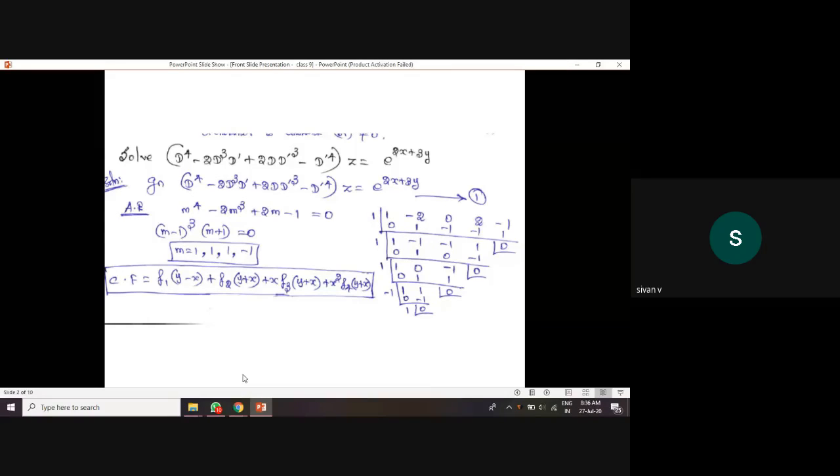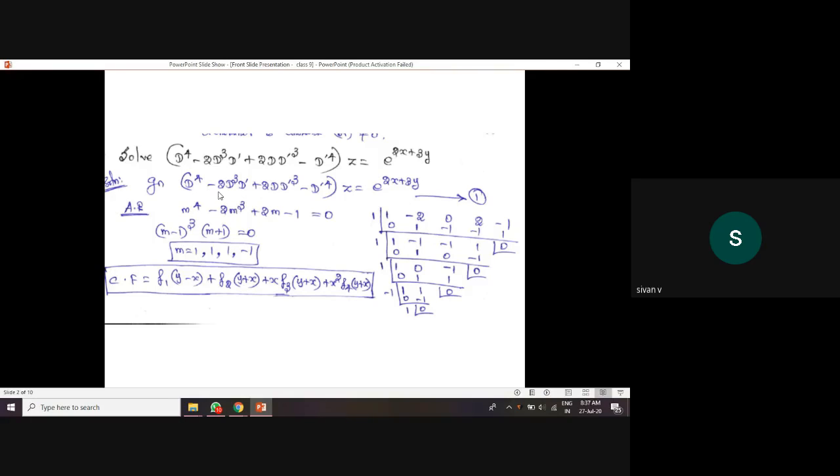D power 4 minus 2D cube D dash plus 2D D dash cube minus D dash power 4 of z equal to e power 2x plus 3y. Consider this as the given equation. First, our aim is to make the complementary function. To get the complementary function, we have to get the auxiliary equation.